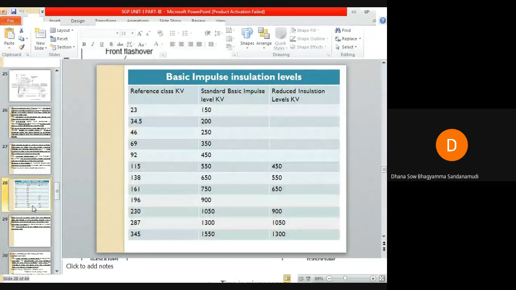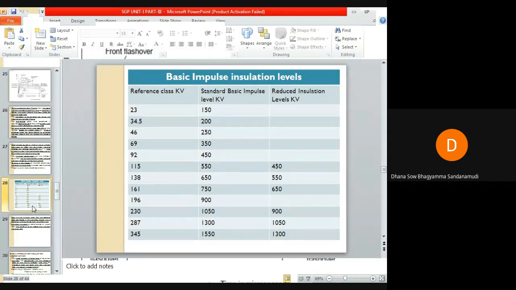The basic impulse insulation levels are reference levels expressed in impulse crest voltage with a standard wave not longer than specified. Actually, these basic impulse insulation levels are decided by considering an impulse waveform.